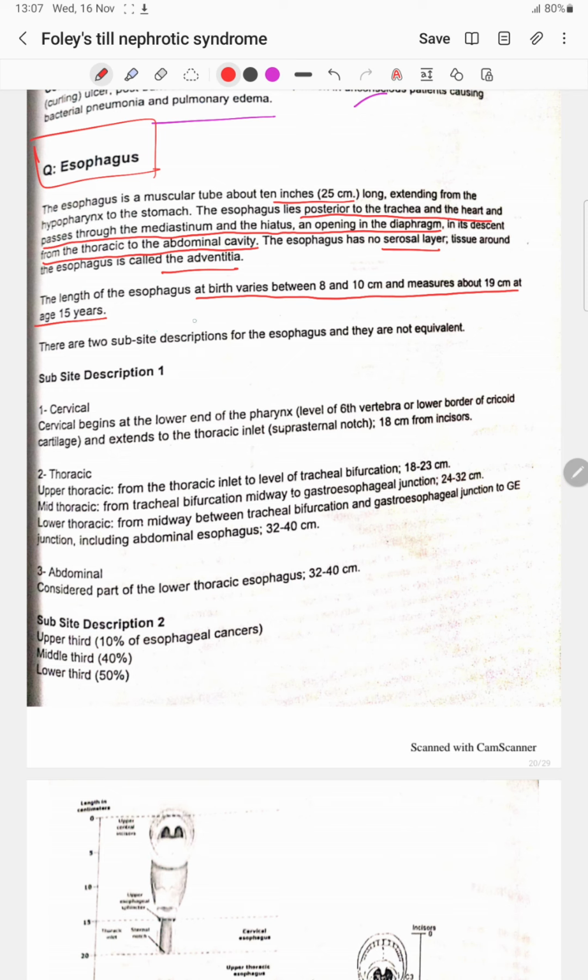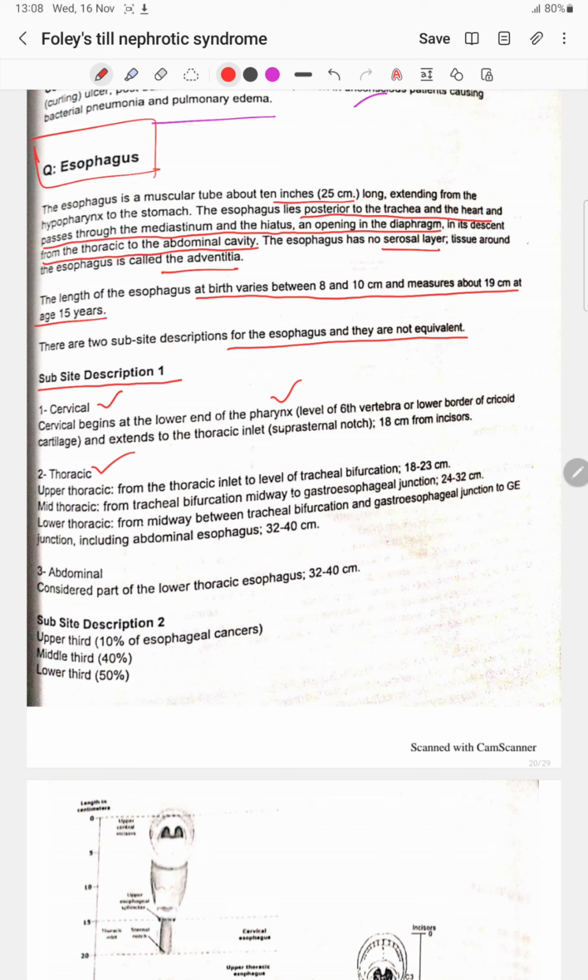There are two subsite descriptions for the esophagus, as they are not equivalent. Subsite description one: the cervical esophagus begins at the lower end of the pharynx, at the level of the sixth vertebra or the lower border of the cricoid cartilage, and extends to the thoracic inlet, the suprasternal notch, 18 centimeters from the incisors.